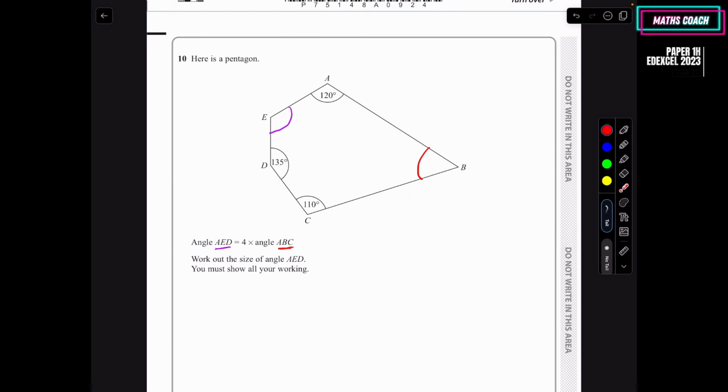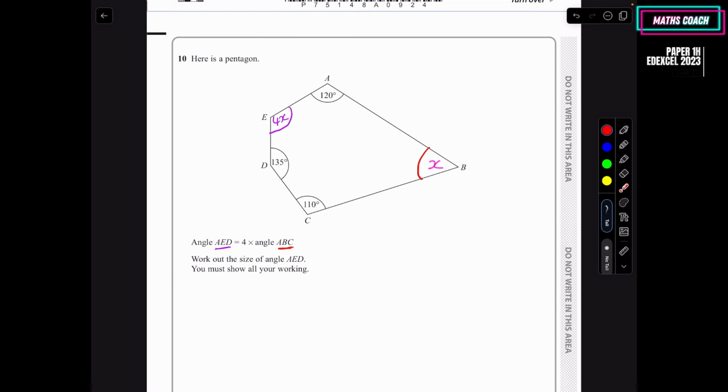Now, how can we represent that? I know a lot of you might be thinking about pentagon, let's find the sum of the interior angles. We'll do that later, but we're just setting this up right now. So if I call this an x, what will I have to call this if this is 4 times bigger? Yeah, 4x. So I can call this 4x.